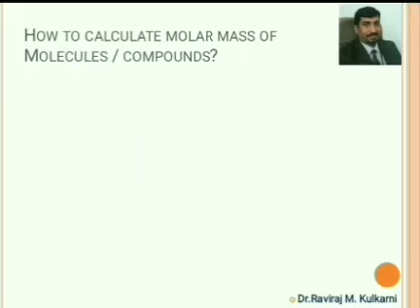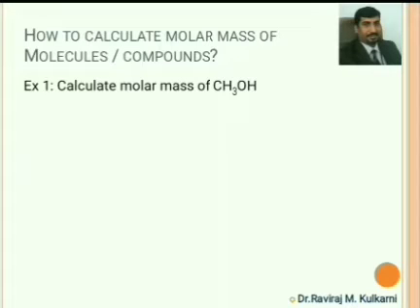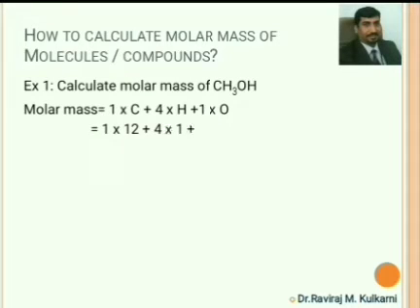How to calculate molar mass of molecules or compounds? I discussed molar mass of sulfuric acid earlier, so let us see how to calculate this. Calculate molar mass of methanol. Molar mass is equal to 1 into carbon plus 4 into hydrogen plus 1 into oxygen. It contains 1 carbon atom, 4 hydrogen atoms and 1 oxygen atom. So 1 into 12 plus 4 into 1 plus 1 into 16. It is 32 gram per mole.